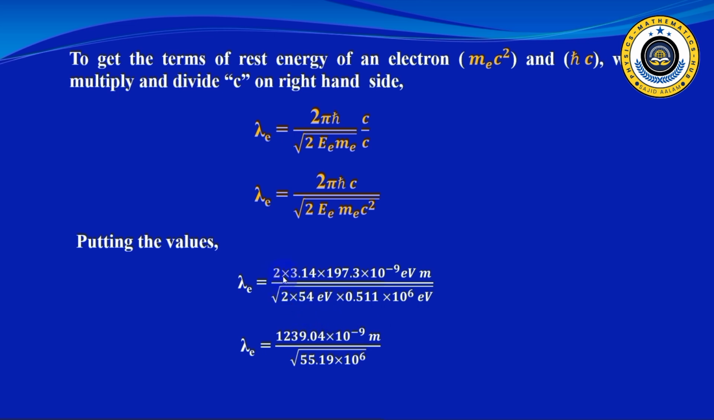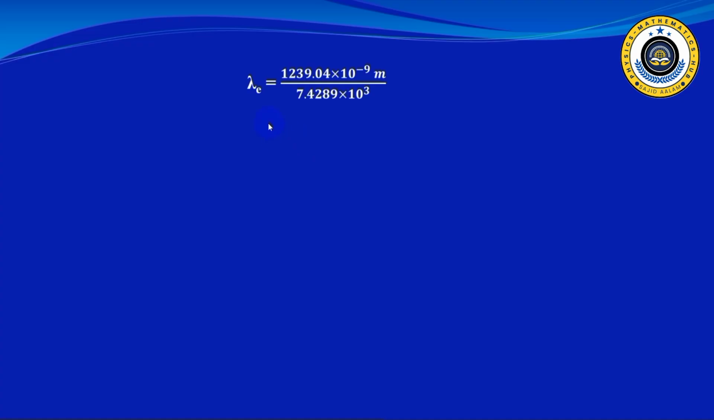Finding the product in the numerator, we get 1239.04 times 10 to the power minus 9 meters divided by square root of 55.19 multiplied by 10 to the power 6. Lambda_e is equal to 1239.04 multiplied by 10 to the power minus 9 meters divided by 7.4289 multiplied by 10 to the power 3.